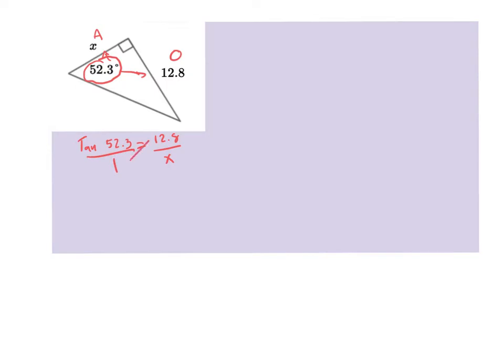Now I'm going to cross multiply and I get 12.8 is equal to x times the tangent of 52.3. Now to solve for x, I divide by the tangent of 52.3 and divide by the tangent of 52.3. At this point, it's just a calculator problem, and I will show you how to do that.